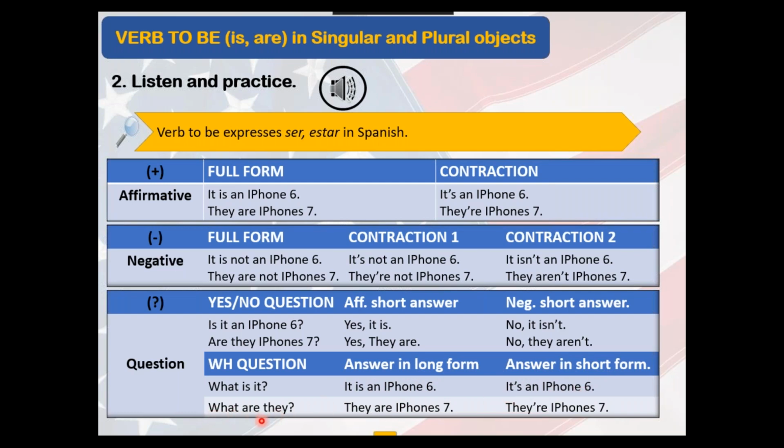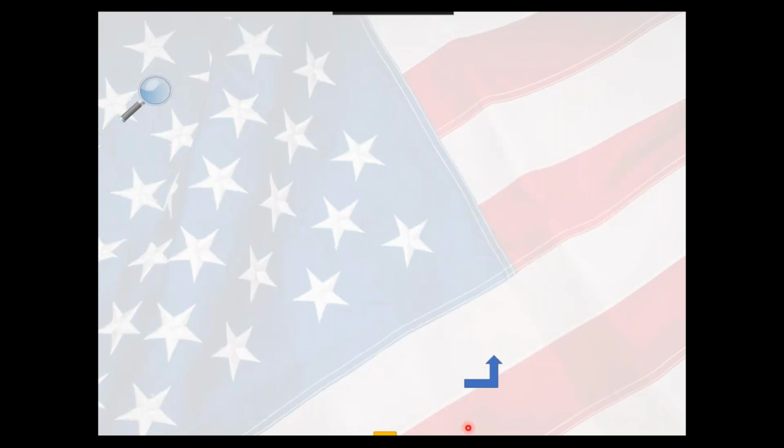In plural, what are they? Answer in long form, they are iPhone 7. In short form or contraction, they're iPhone 7. Perfect. Examples.